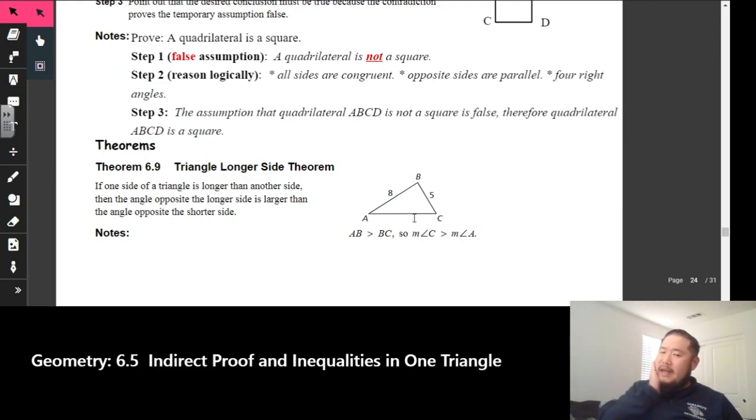But looking at this, I know that that's an obtuse angle. It looks like it's the longest side here. So if we were to say which one is the biggest angle, it would probably be angle B. But since they didn't give us that information, we're just going to say, hey, angle C is greater than angle A.